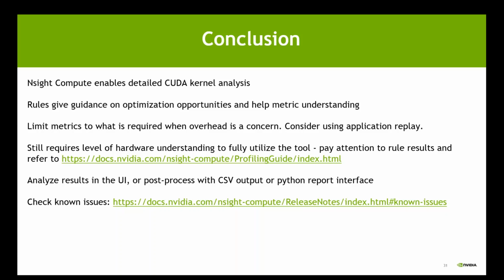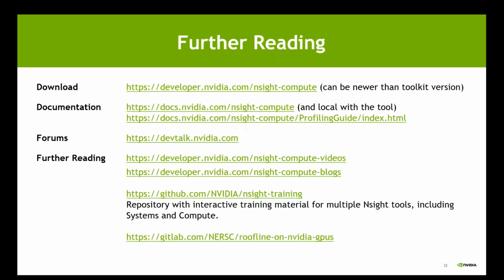Nsight Compute enables detailed CUDA kernel analysis. Please stick to the rules. They give you really good guidance on optimization opportunities and help you understand the metrics. Limit metrics to what is required when overhead is a concern. And if you don't understand a term or one of the hardware units or how they work, refer to our profiling guide or the CUDA documentation, for example. You can analyze results in the UI, post-process with the Python report interface or CSV. And for further reading, for your reference, those are the documentation links or links to further information.